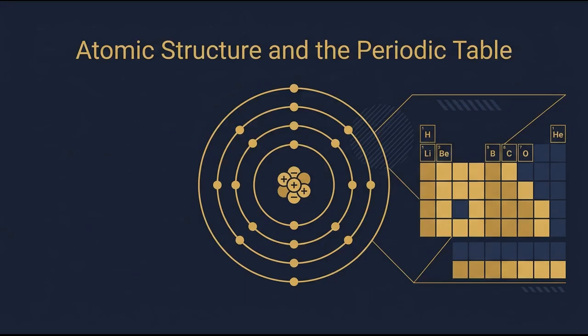Finally, the periodic table organizes these elements. Elements in the same group of the periodic table have similar chemical properties. This happens mainly because they share the same number of outer shell or valence electrons, which largely determines how they bond.